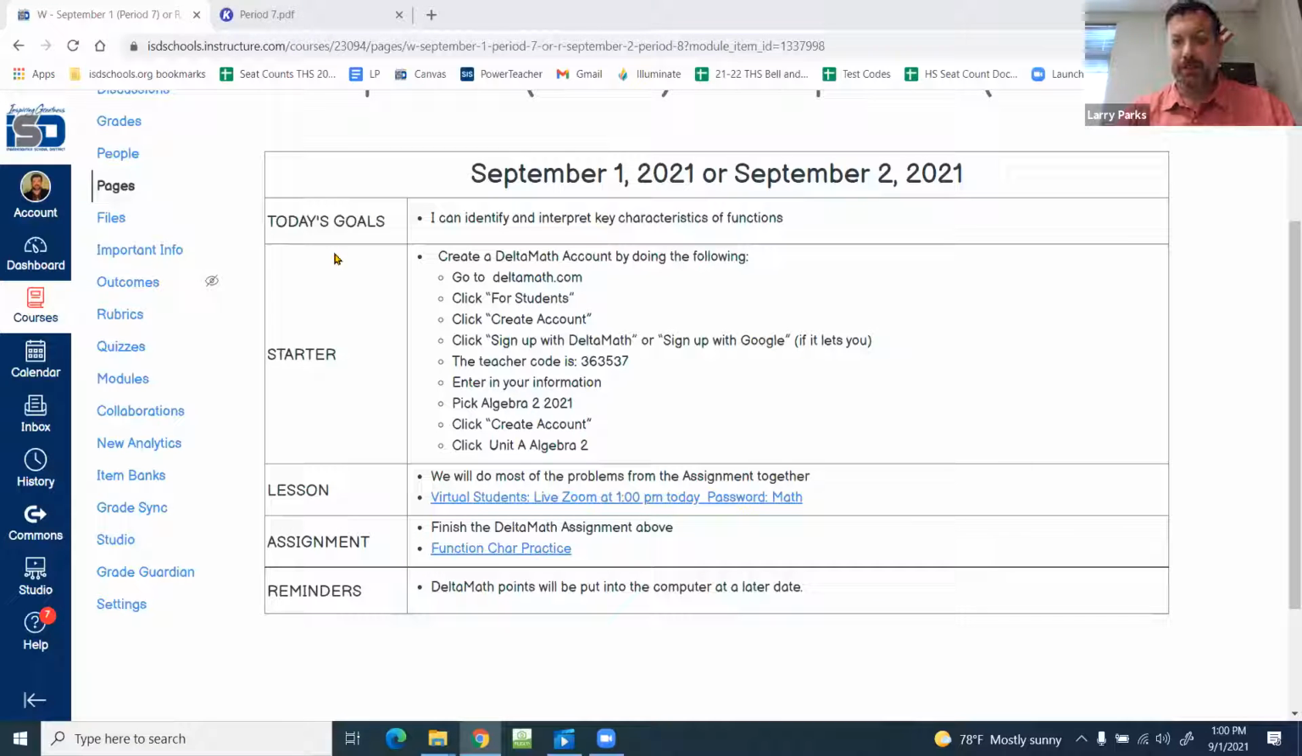Hello, everyone. Our goal today is to identify and interpret key characteristics of functions.